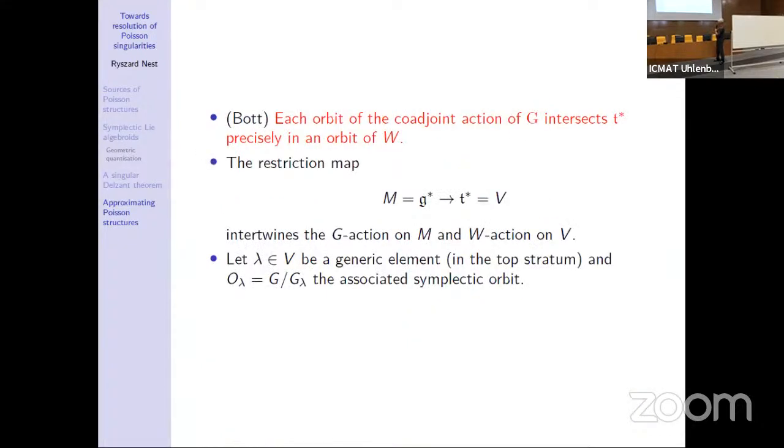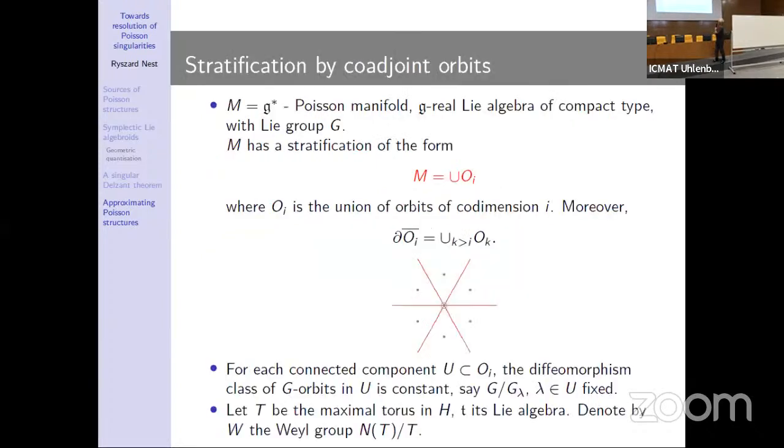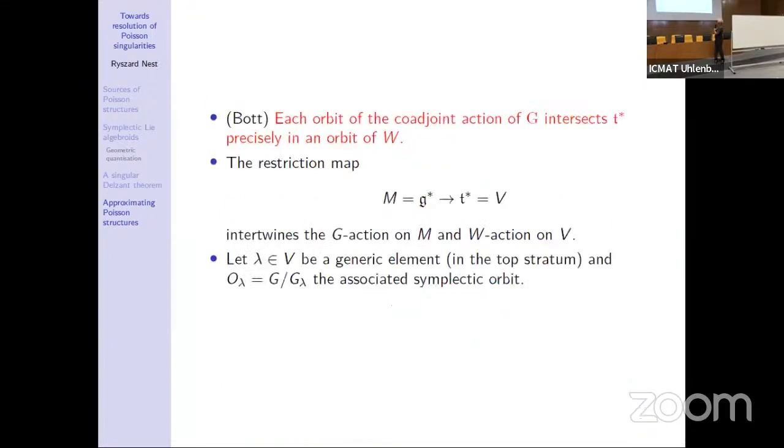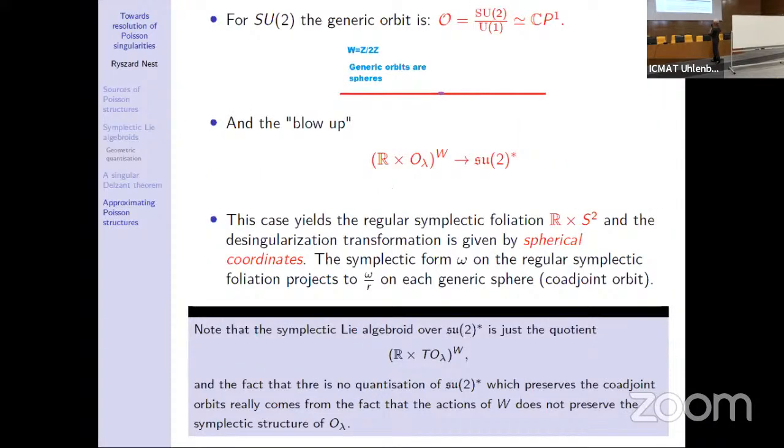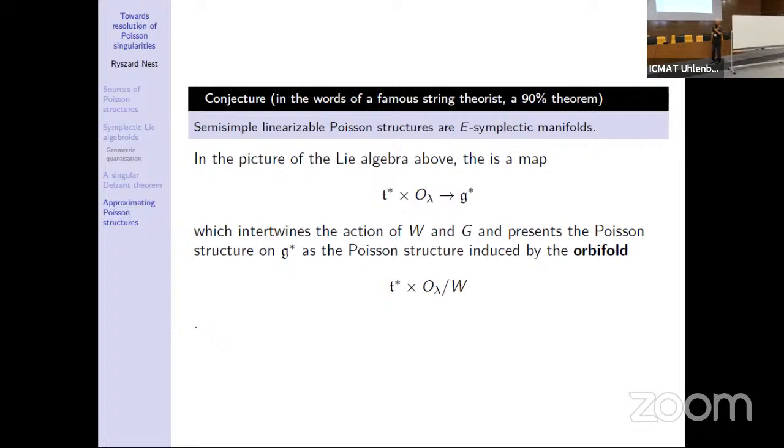Well, that's what I said already. If you think about the restriction map from G star to T star, that's a Bott theorem, that it intertwines the action of the group on G star and the Weyl group on T star. Now pick one of these generic points. The corresponding generic orbit looks like this. Then you look at T cross this generic orbit. There's a straightforward map to G star. It's not bijective because there's a Weyl group acting, so the image is really T star cross O lambda over W.